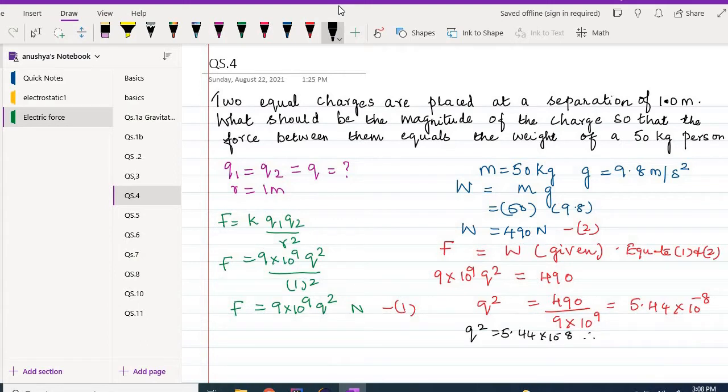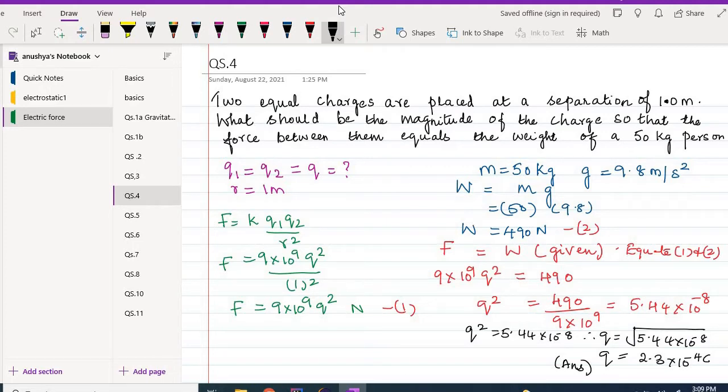So Q is equal to the square root of 5.44 into 10 to the power of minus 8. Then what will be the answer? After taking the square root, we get 2.3 into 10 to the power of minus 4 Coulomb. So this is the answer, the value of the charge.